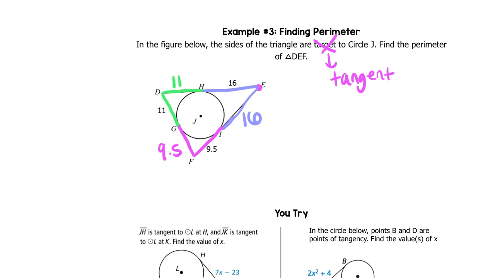So to find the perimeter, you always add all the way around. So you really just add all these numbers together. So the perimeter is going to be 11 plus 11.